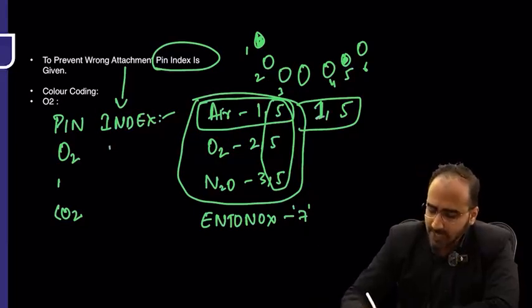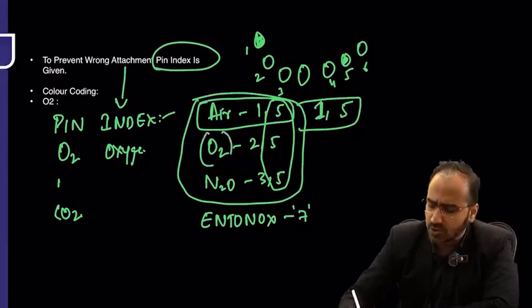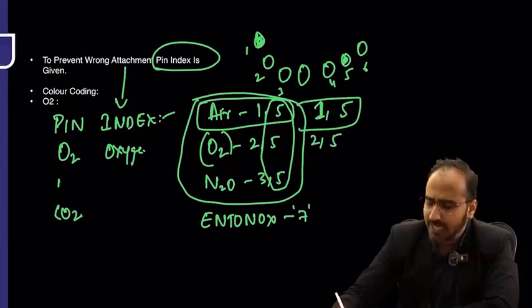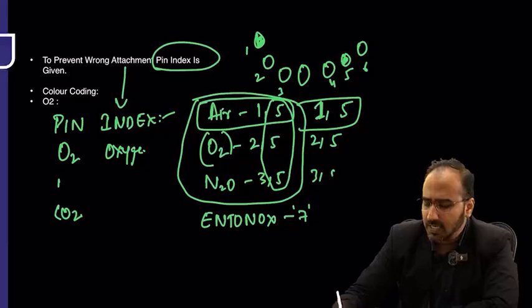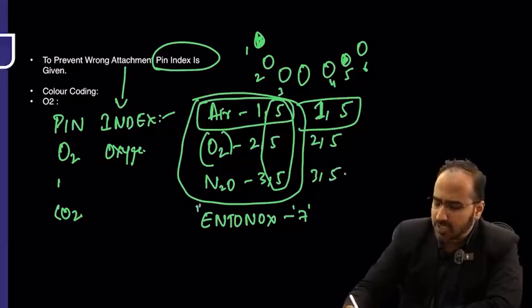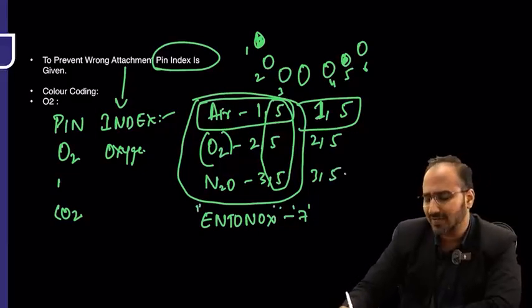Oxygen: whenever you are writing oxygen, always write O2. That 2 will come over here, so it will be 2, 5. Nitrous means 2 molecules of nitrogen, 1 molecule of oxygen, which makes 3. So it is 3, 5. Entonox, the letters in Entonox are 7, so the pin index system is 7.